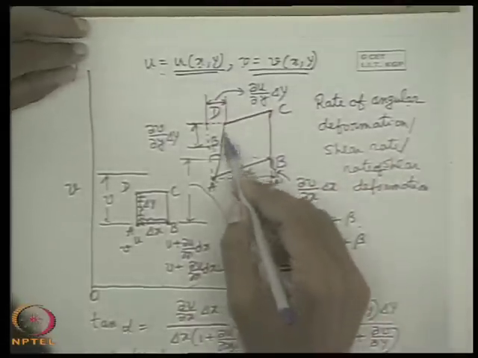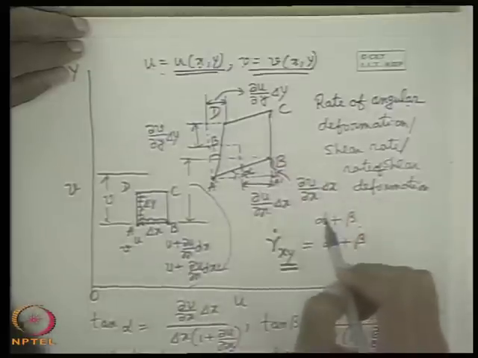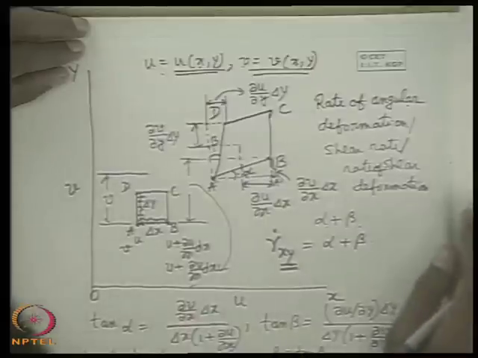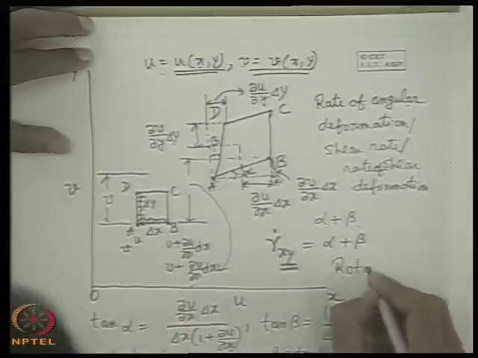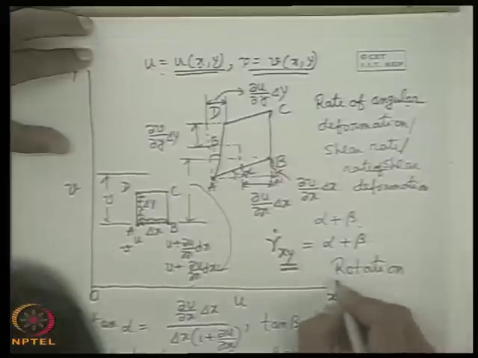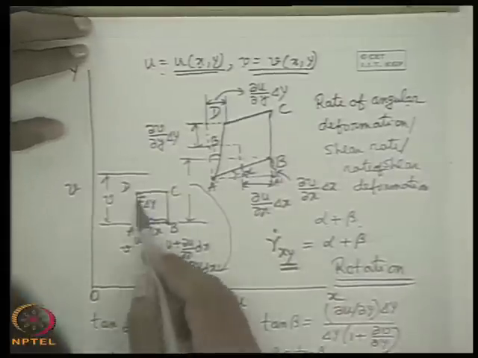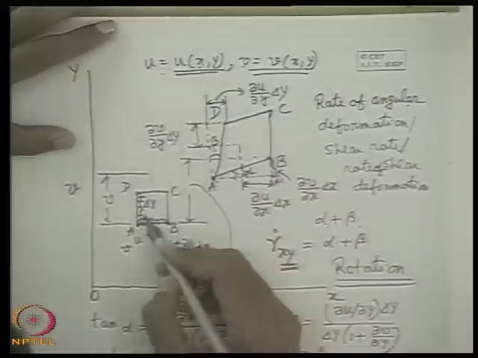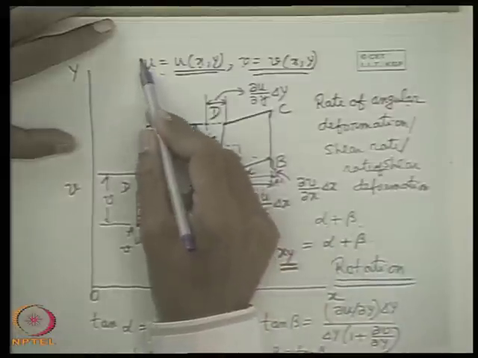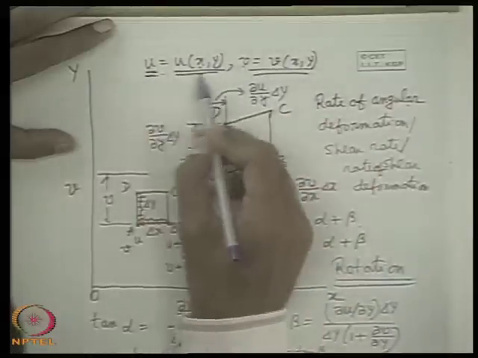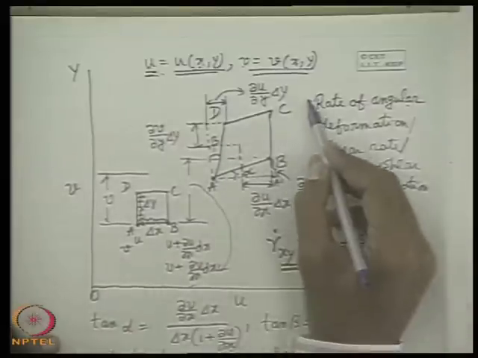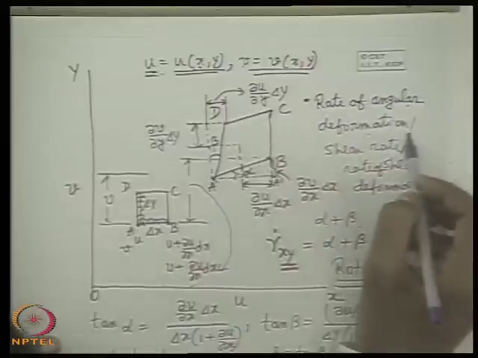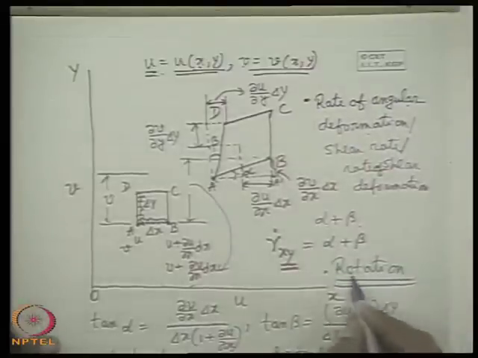Now, again with respect to this picture, apart from the rate of angular deformation or shear rate, another concept comes, that is rotation. What is meant by rotation of a fluid element? When a fluid body is deformed like this in the course of its motion, in a very general case when the velocity components are functions of all space coordinates, then the fluid body deforms like this. We define two quantities, one is the rate of angular deformation, another is the rotation. Now, we have to know what this is.